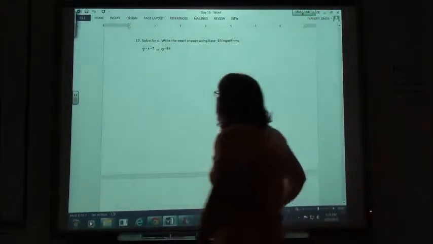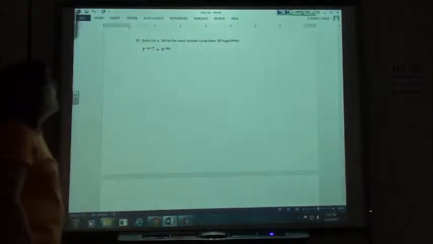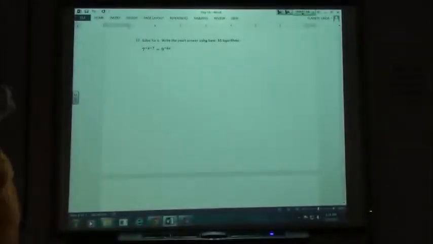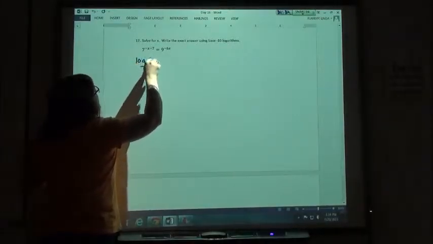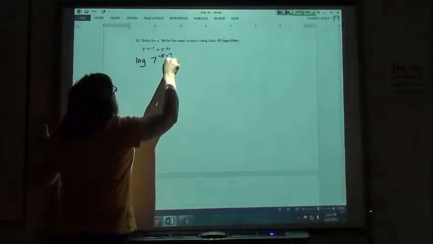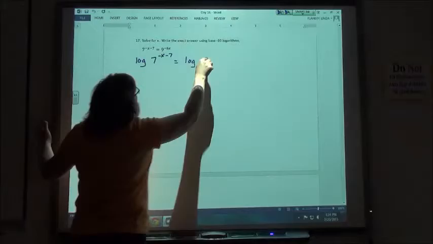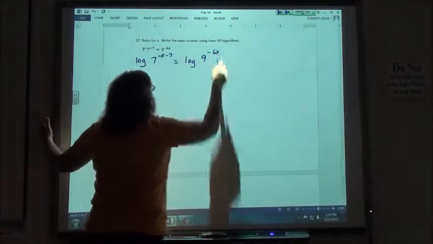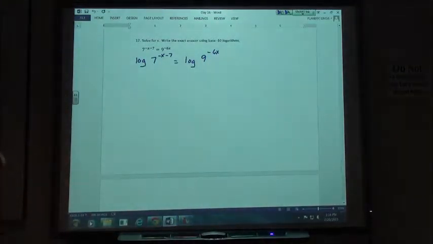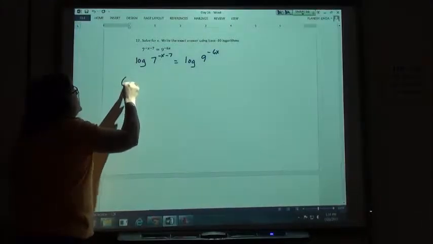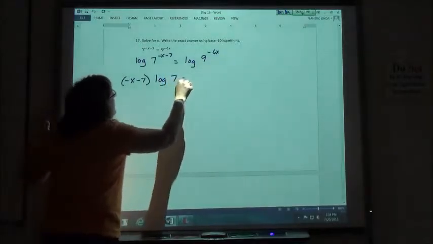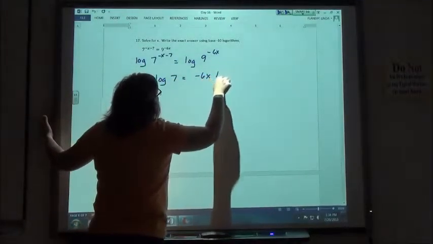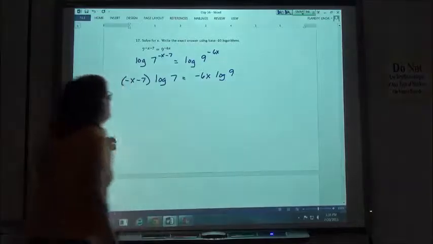Number 17, again, we have a base 7 and a base 9. No way you're going to get those written with the same base, so we're going to take the log of both sides. The log of 7 to the negative x minus 7 equals the log of 9 to the negative 6x. Now that they're written as logarithms, we can multiply our logarithm by our exponent. So negative x minus 7 times the log of 7 equals negative 6x times the log of 9.